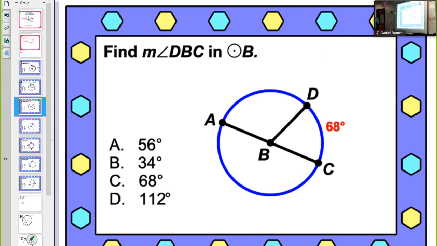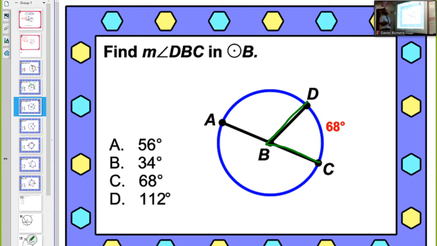All right, keep on going. Find the measure of angle DBC. Should be pretty simple. What type of angle is DBC? This should not have been one of the ones missed the most. There are only two types of angles that we really learned about inside the circle. Thank you, Ferret. Central angle.